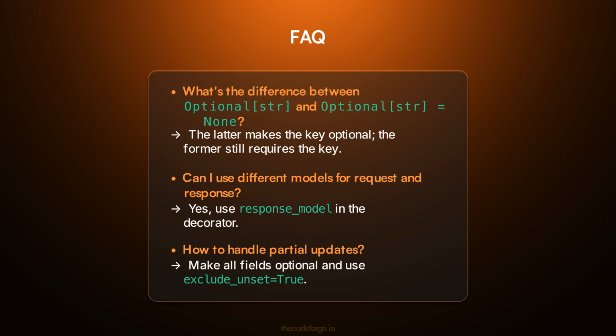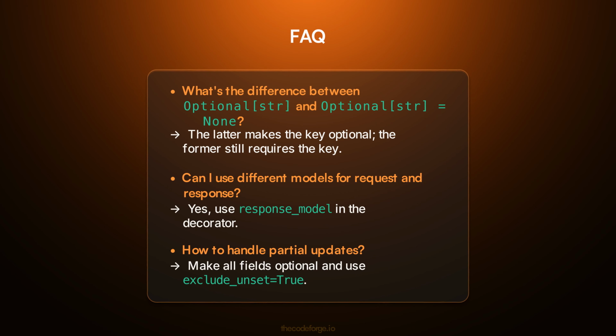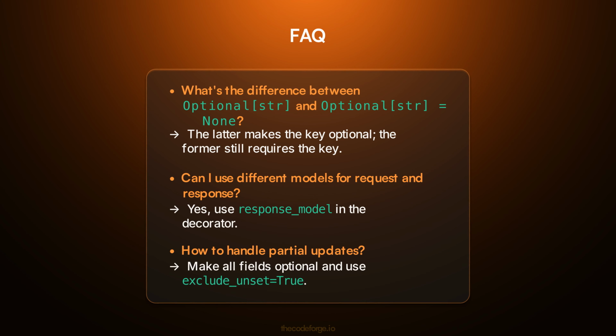And a few frequently asked questions. What's the difference between Optional[str] and Optional[str] = None? The latter makes the key optional, the former still requires the key. Can I use different models for request and response? Yes, use response_model in the decorator. How to handle partial updates? Make all fields optional and use exclude_unset=True.